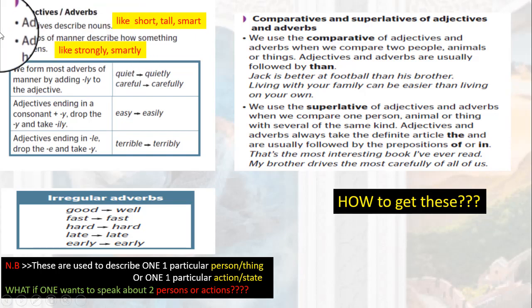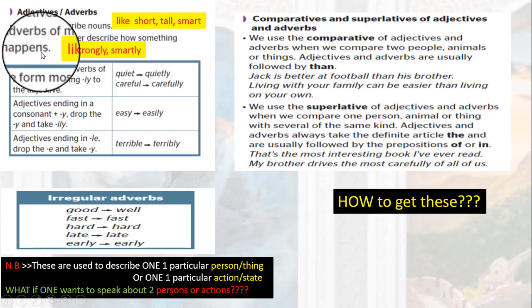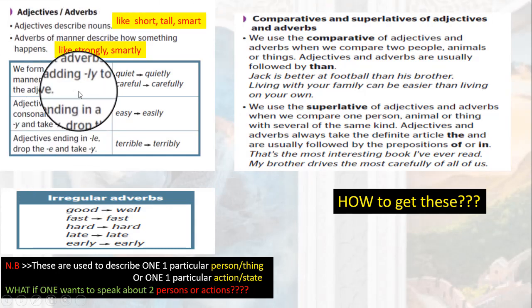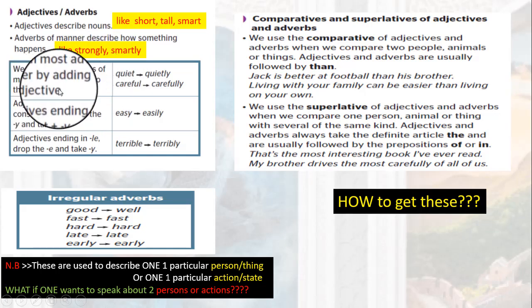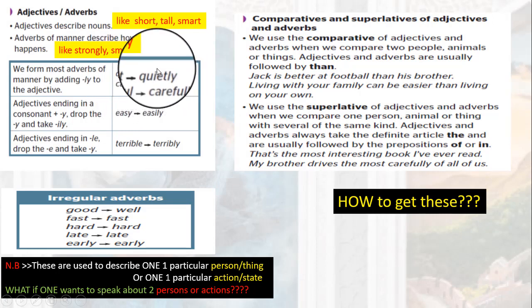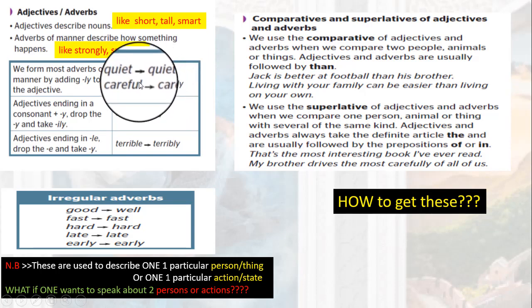Whereas adverbs of manner describe how something happens, which means they describe the verb, like strongly, smartly, quickly. He runs quickly. And we form most adverbs of manner by adding ly to the adjective. So we say quiet, the adjective, and the adverb is quietly. Carefully is the adverb derived from careful.